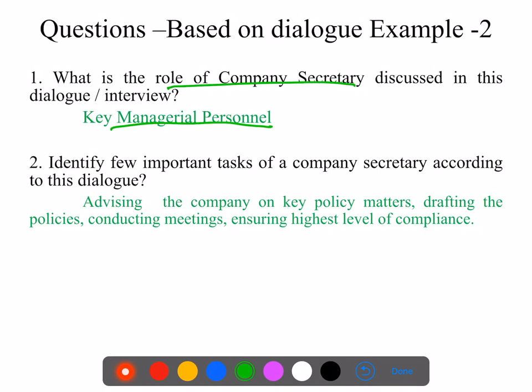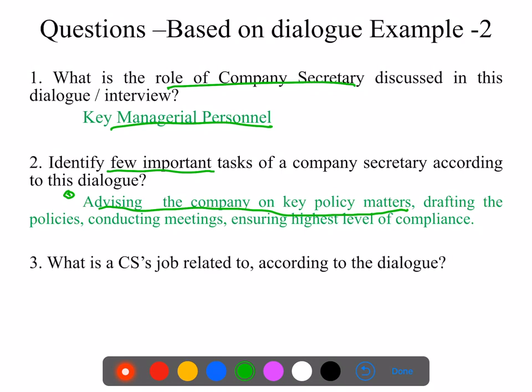So what's the answer? It asks for a few important tasks. He's given one. Advising the company on key policy matters, drafting the policies, conducting meetings, ensuring highest level of compliance. Like I said, the answer is slightly longer than the answer of the first one. So now you understand that probably the third question required a longer answer. However, we'll find out.